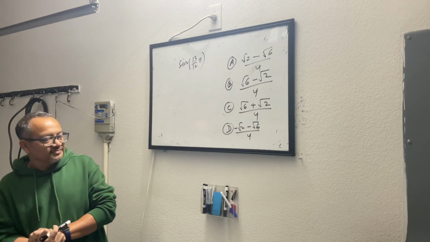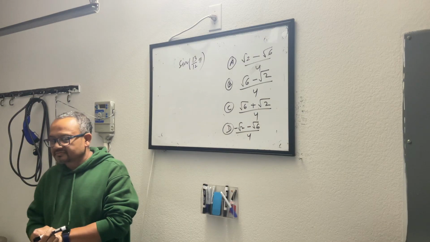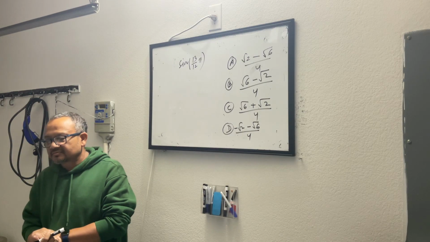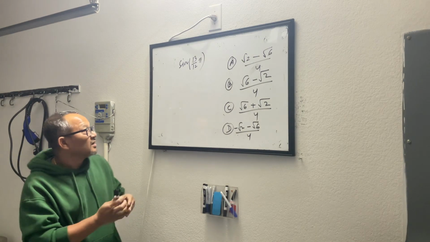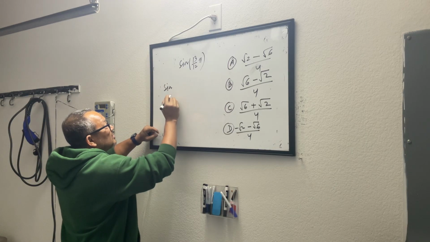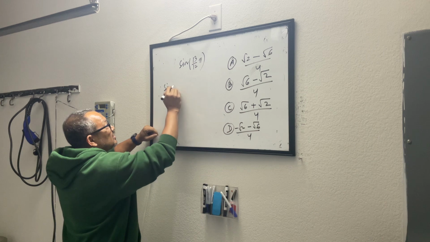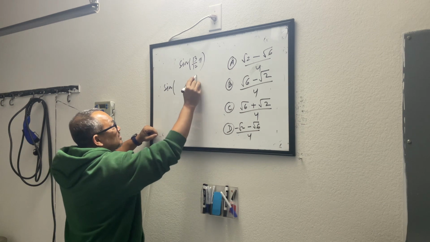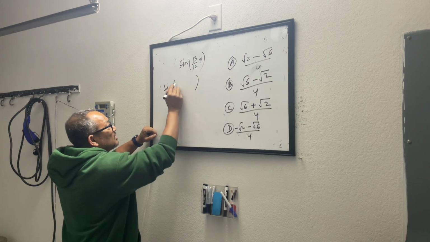Yes, Vishal, go ahead. I haven't figured out the answer, but if I were to approach it, I would first simplify it to 3 pi by 12 plus 10 pi by 12. And later I can use the sine A plus B formula and substitute it in there.